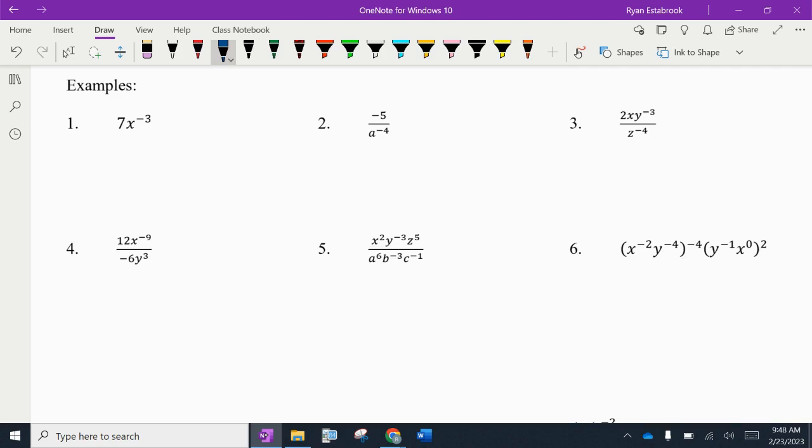Does it apply to the 7? No, it's not like this, where the negative 3 would go to both of those terms. The 7 is fine where it's at.